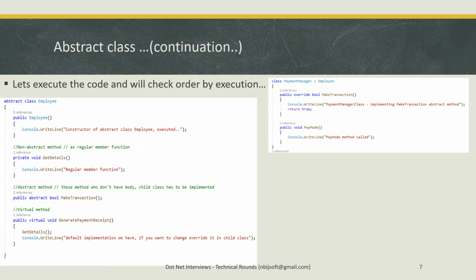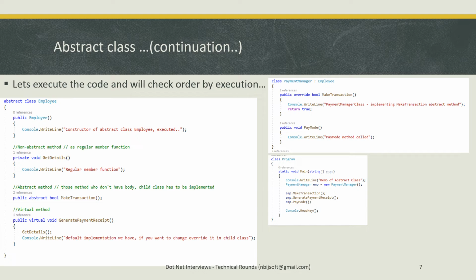And PaymentManager is also a class, so we can write its own member function also. So PayMode is also one member function. Okay, so now how do we call these from the main function? We have a class Program, and from here we start our execution. In the first line, it says that we are trying to check the demo of abstract class.